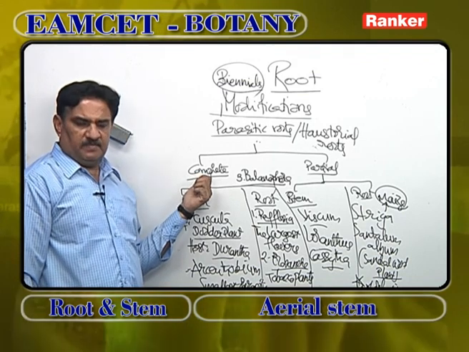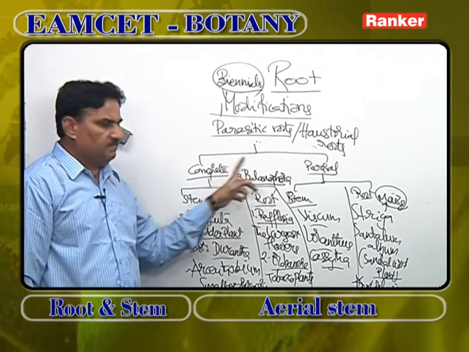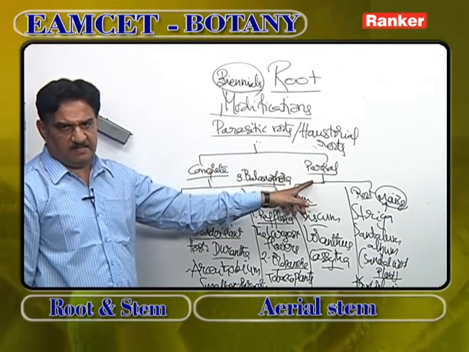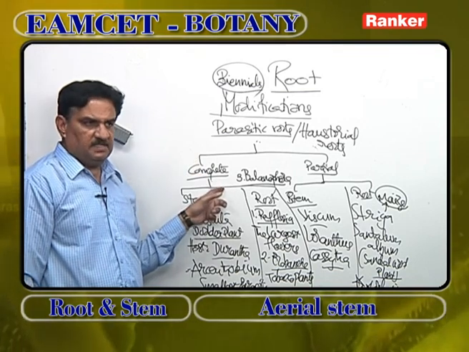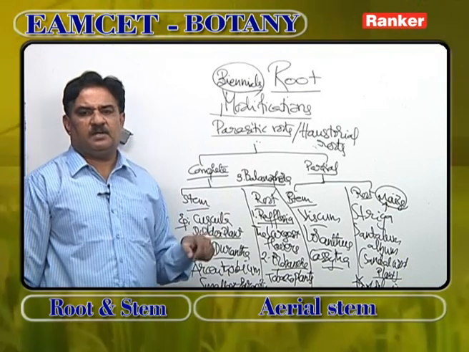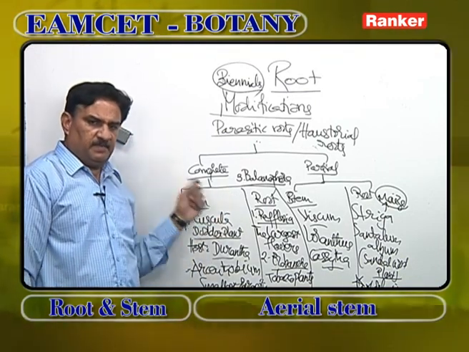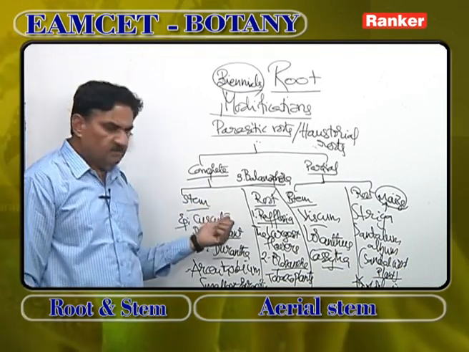Based on the components obtained from the host, these are divided into two types: complete parasites, and partial or incomplete parasites. A complete parasite is one which is non-green. It depends on the host for food, water and mineral ions. In a complete parasite, the haustoria is connected to both xylem and phloem.